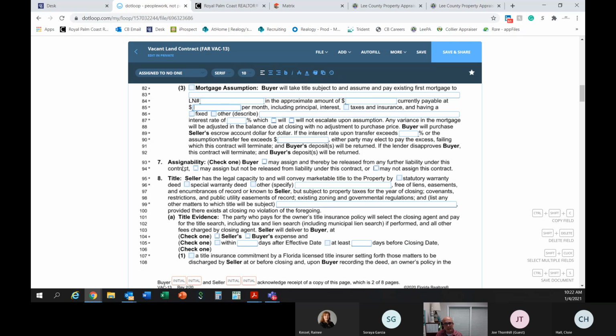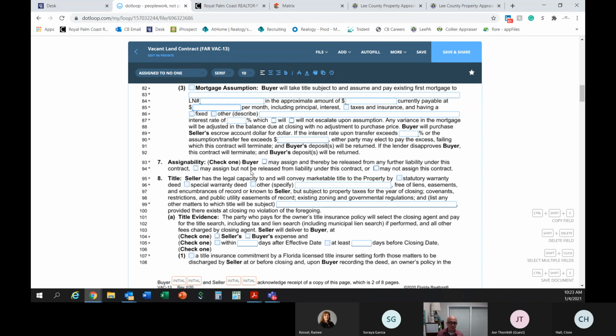Okay. Number 7, assignability. Check 1. Buyer may assign and thereby be released from any further liability under this contract. If you're working with somebody that's a wholesaler, you may want to select this option. Okay. Or the following option: may assign but not be released from liability under this contract.